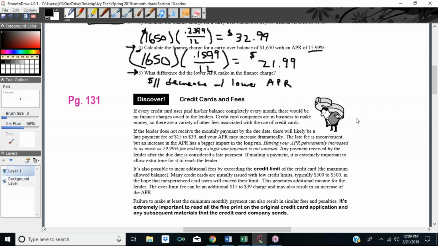It's also possible to incur additional fees by exceeding the credit limit. So if your credit card has a limit of typically $300 to $500, they do that in the hope that inexperienced card users will exceed their limit. This generates additional income for the lender. The over-the-limit fee can add an additional $15 to $39 charge and may also result in an increase of the APR. Failure to make at least a minimum monthly payment could also result in similar fees and penalties. It's extremely important to read all the fine print on the original credit card application and any subsequent materials that the credit card company sends.